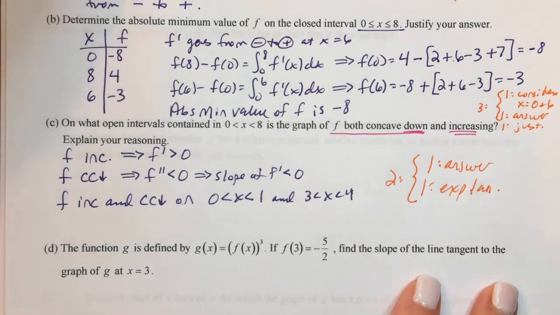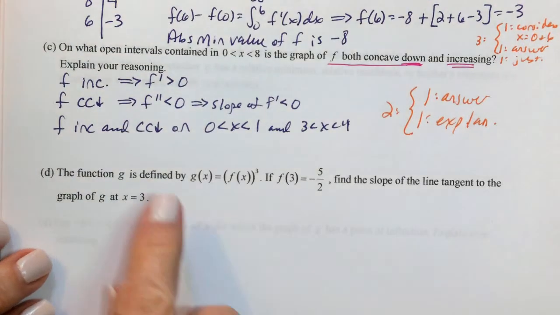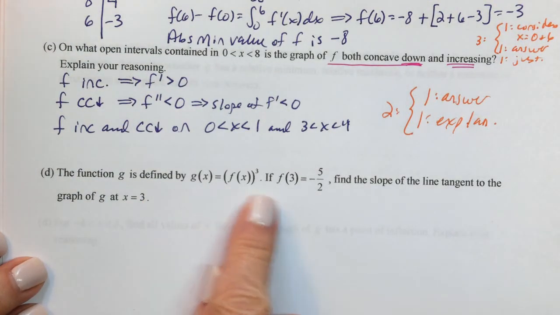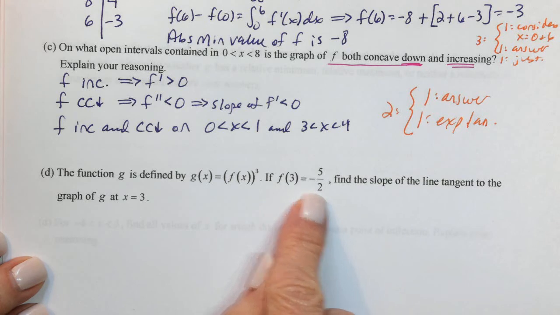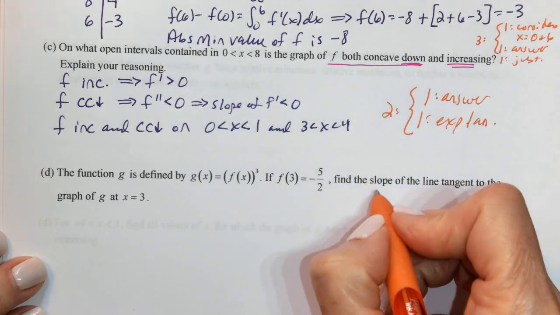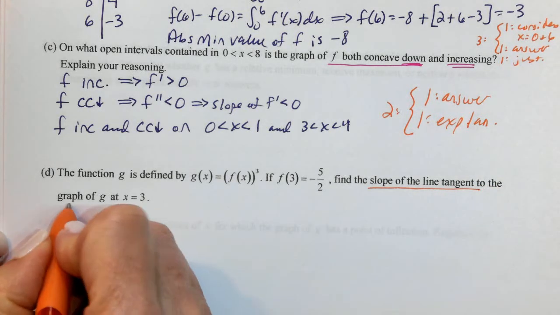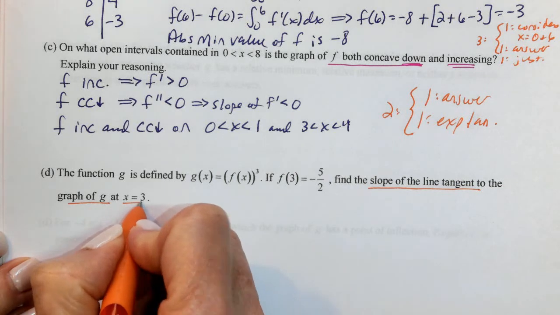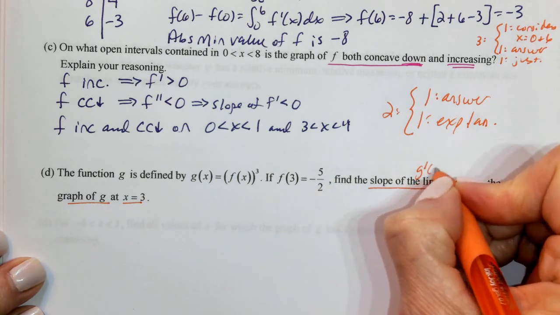Part D. The function g is defined by this. If f of 3 is negative 5/2, find the slope of the line tangent to g when x is 3. So they want g prime at 3.